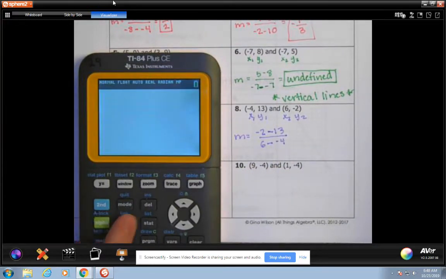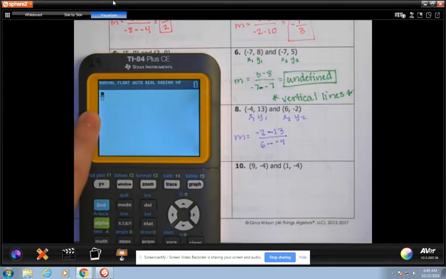So alpha x, by the way, credit to Nick Meza for that trick. He showed it to me. I would have never known if it wasn't for that kid.